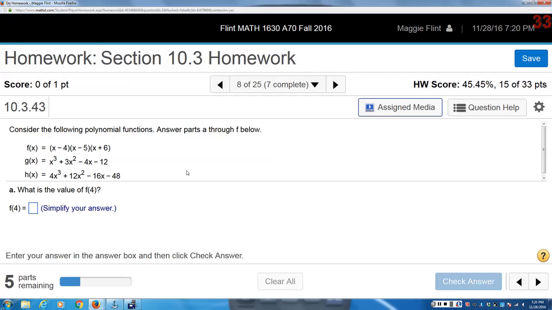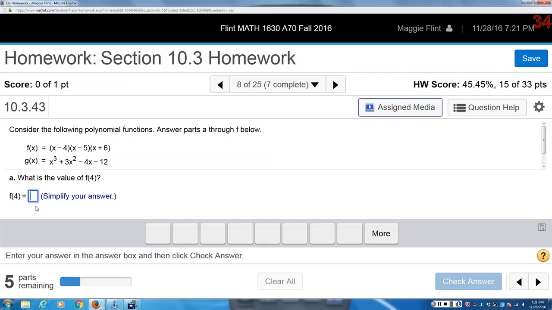Okay, now this looks nasty, but it isn't. It's an arithmetic problem. Find f of 4. See, 4 minus 4 is 0. 4 minus 5 is negative 1. 4 plus 6 is 10, but it doesn't matter what these are. 4 minus 4 is 0, and that wipes everything else out. So f of 4 is 0.